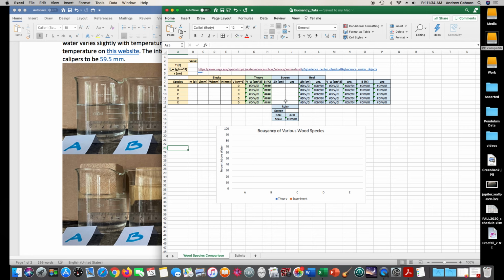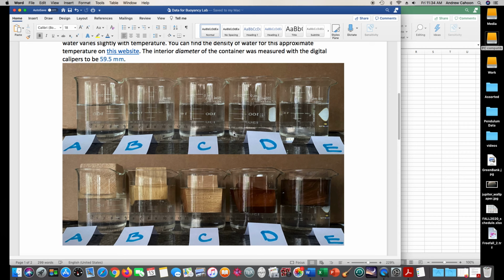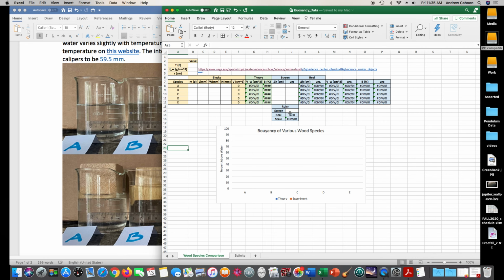But we need the real height change, and to get the real height change you need to do a scale conversion. This is a basically 30 centimeter ruler, and so that's its real measurement. You'll also need to measure the ruler on the screen, and then a scale factor will be calculated here, and the real height differences will show up here with the appropriate uncertainty based on these uncertainties.